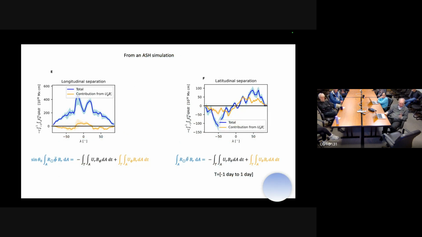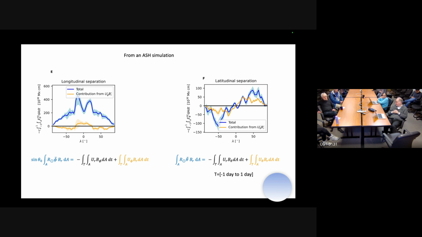But now we can do the same as we did. Since we've got the average simulation emergence, we can also calculate the longitudinal separation and the different components as we did for the observations. So the blue curve shows the total as a function now of latitude. Before I showed at different times the average over all latitudes. Now I'm just going to show you after 1 day, but at different latitudes. And what you see for the longitudinal separation is that the contribution from U phi B r is small.